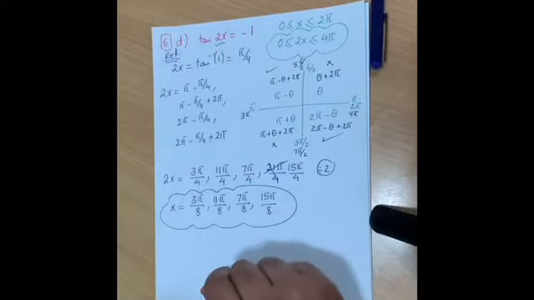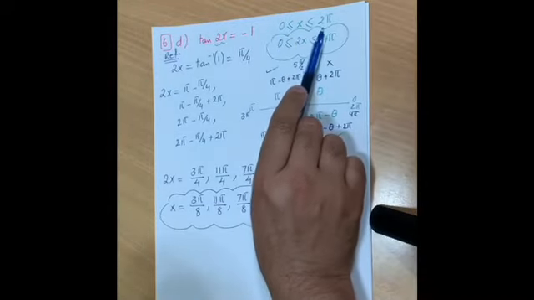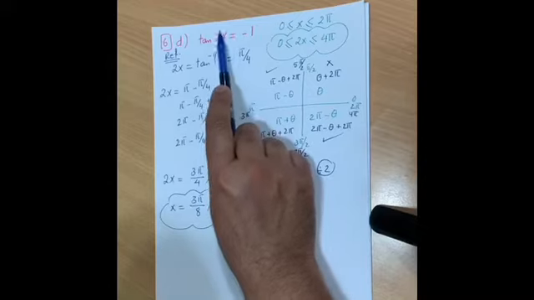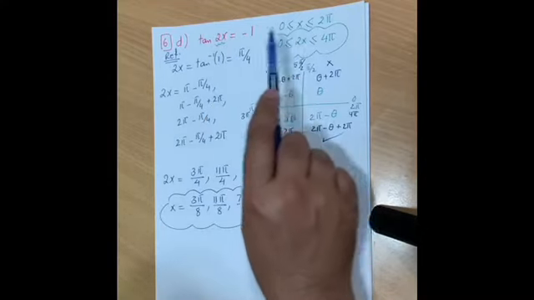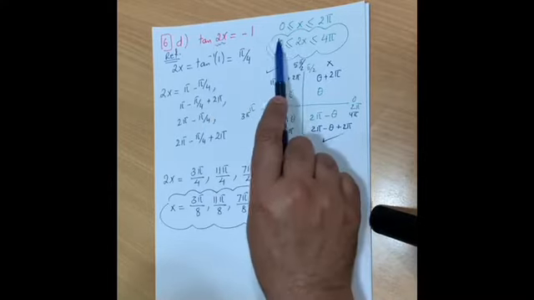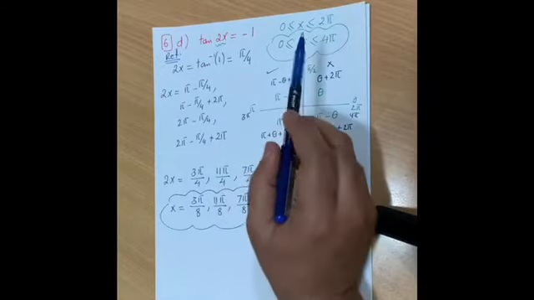Question number 6D. Tan 2x is equal to negative 1. Now the range is from 0 to 2 pi. You have 2x, you have a multiple with the angle. Whenever you have a multiple with the angle, you have to change the range by multiplying the whole range by 2. Whenever you have 3, multiply by 3, multiplying by half if you have half. So multiplying the whole range by half, and so on.